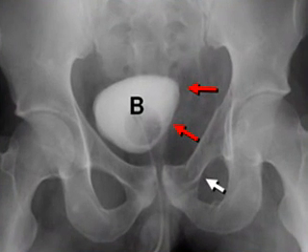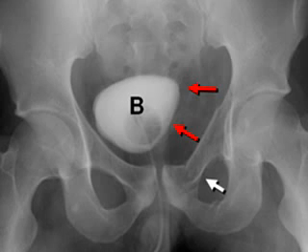This is an example of a pelvic hematoma. The B represents the bladder, which is outlined by contrast from a cystogram. The red arrows are demonstrating that the bladder is being displaced to the right by a pelvic hematoma in the region of the obturator. The white arrow is pointing to one of the pelvic fractures on the left side.